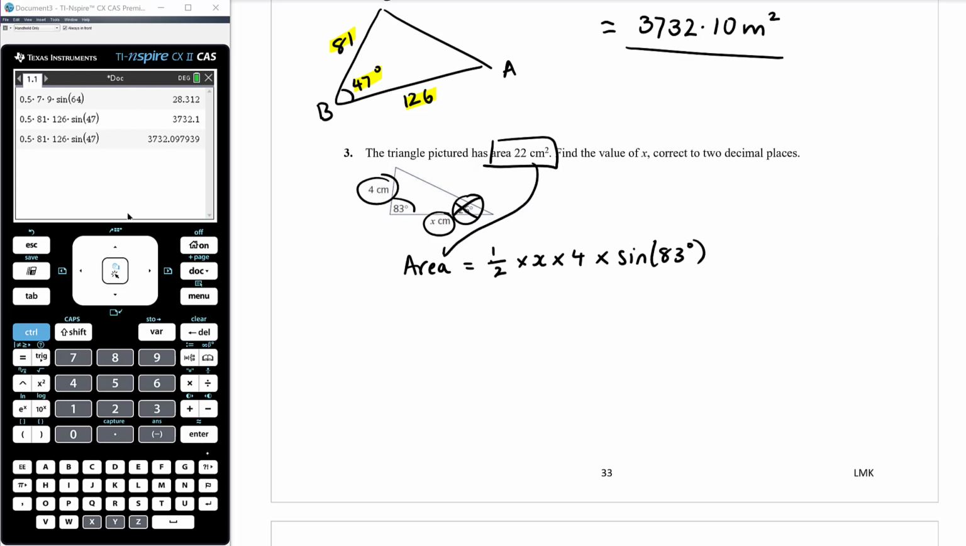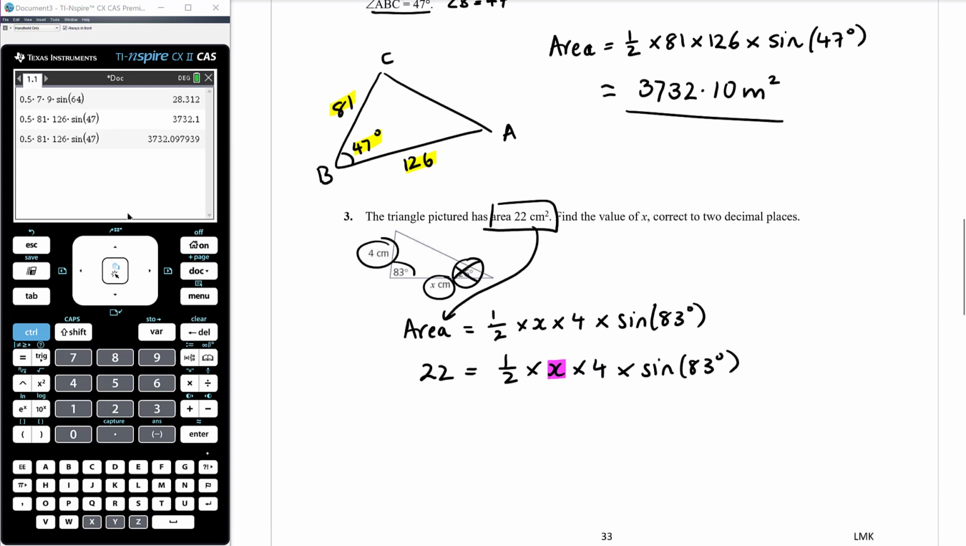But we know the area is 22, and so we know that 22 equals half times x times 4 times sine of 83. So we can get our CAS to solve for x. This is a probably slightly tricky rearrangement for most of you to try and do by hand, so I'm just going to get my CAS to solve.